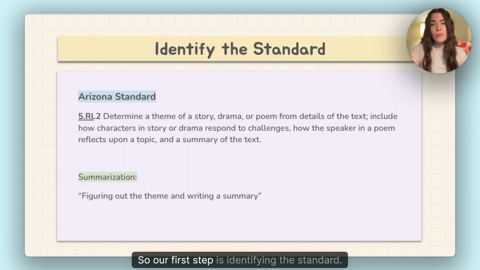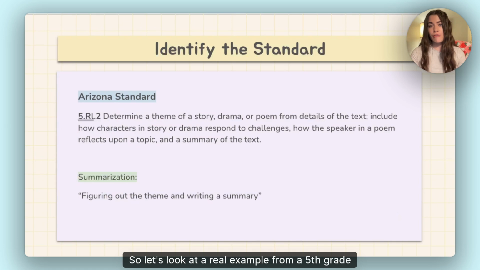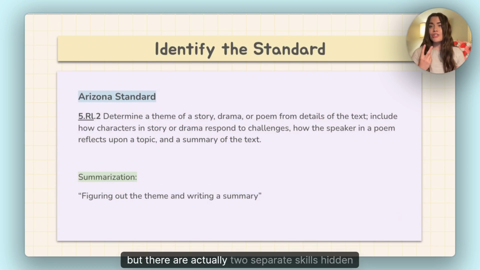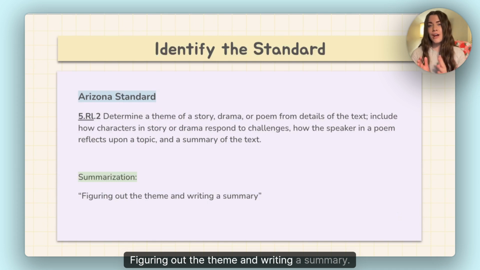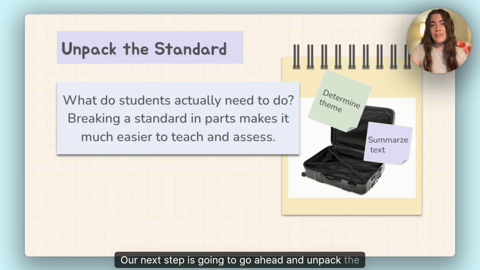So, our first step is identifying the standard. Let's look at a real example from a fifth grade reading one. Determine the theme of a story, drama, or poem and summarize the text. At first glance, it looks simple, but there are actually two separate skills hidden in there: figuring out the theme and writing a summary. Our next step is going to go ahead and unpack the standard.